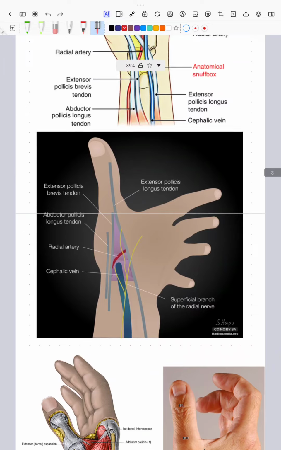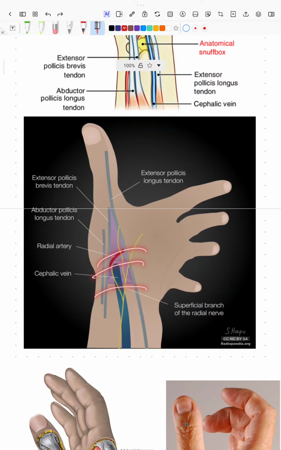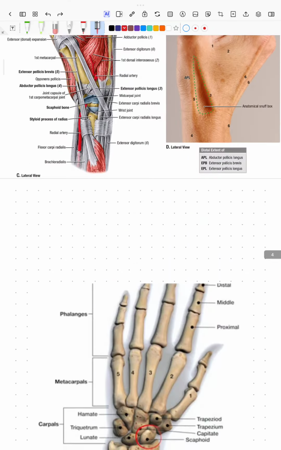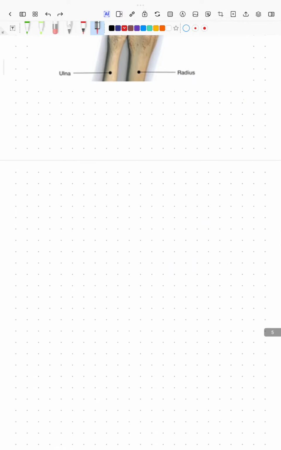If you talk about the superficial layer, there is skin and fascia obviously, and superficial branch of radial nerve and cephalic vein. So this is the content of the roof. All right, and I have already told you it has only one content, that is radial artery.